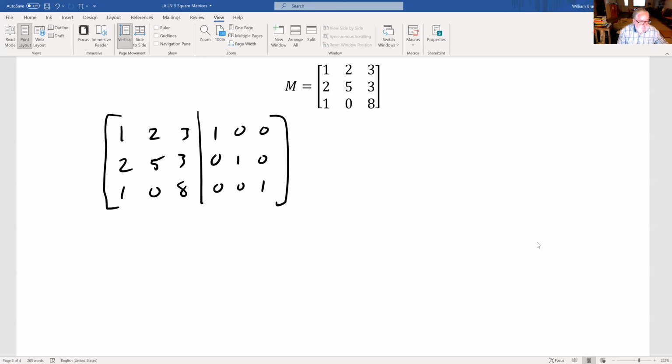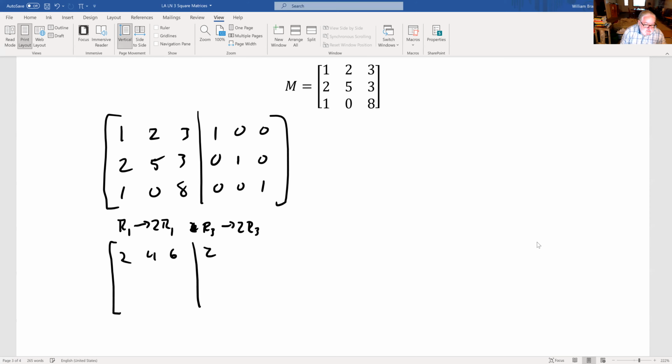Okay, so what I'm going to do is multiply the top row by 2, and I'm going to multiply the bottom row, row 3, by 2, and I'll just use a little annotation there to keep track of what I'm doing because it's a 3 by 3 matrix. So 2, 4, 6, 2, 0, 0, 2, 5, 3, 0, 1, 0, 2, 0, 16, 0, 0, 2.